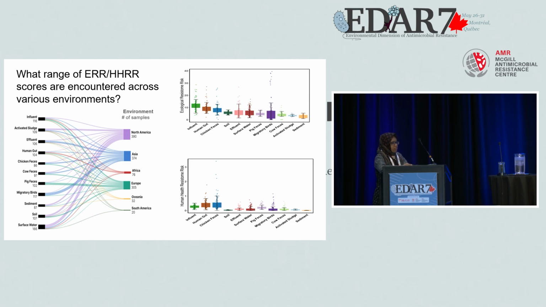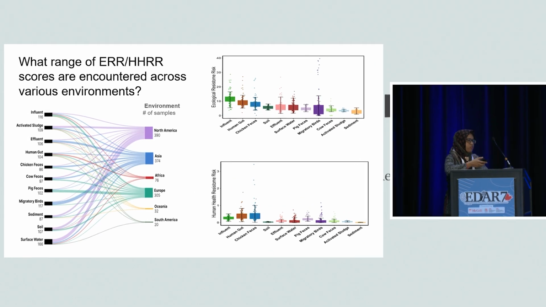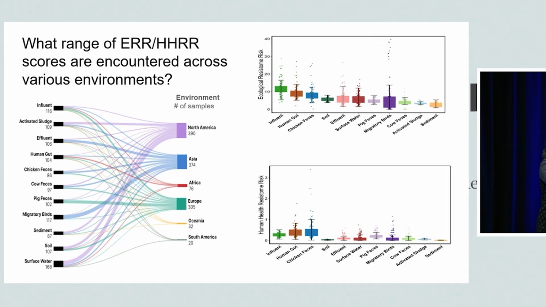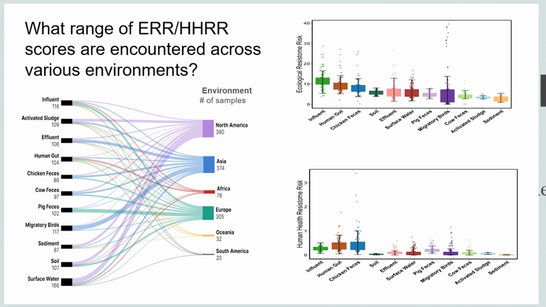So in our previous examples, we were comparing samples that came from different locations, but they are from the same environment. Here we are running another study to compare samples across multiple different environments. We are basically trying to see what would be the range of the risk score in all of these environments. So again, we mined literature to collect samples from 11 different environments. For each of these environments, we obtained nearly 100 samples.